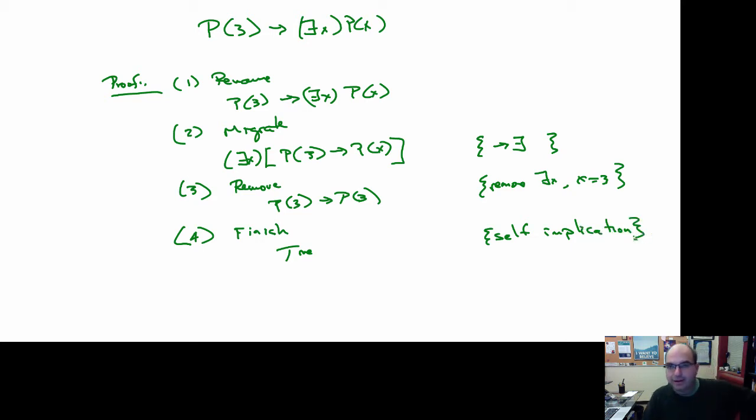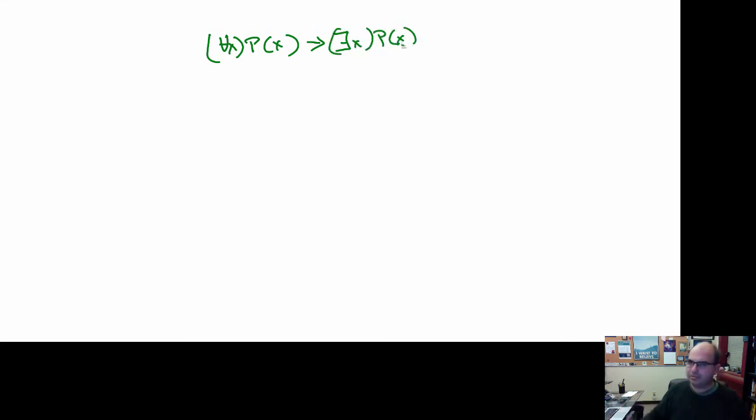Okay, let's do another one, okay? So let's try this. For all x, p of x, if that's true, then that should imply that there exists an x such that p of x. Surely we can prove this, right? So let's see, how should we prove this?